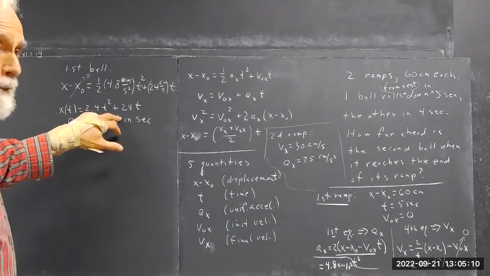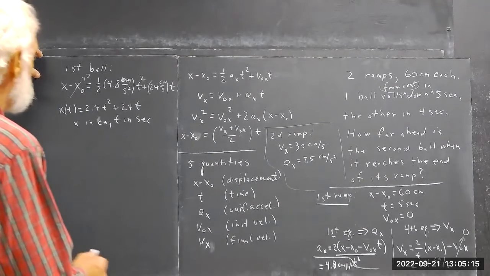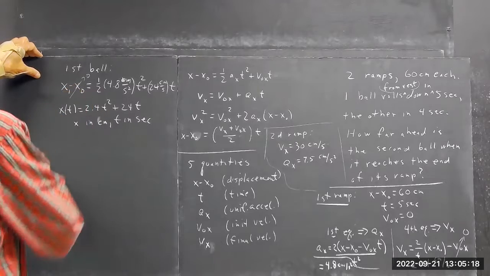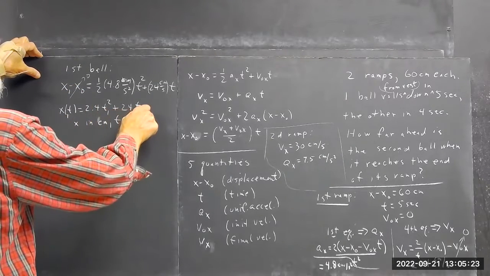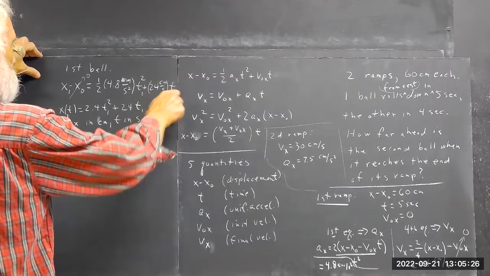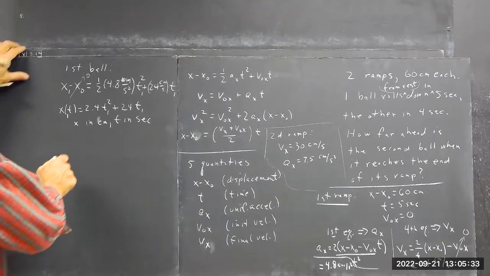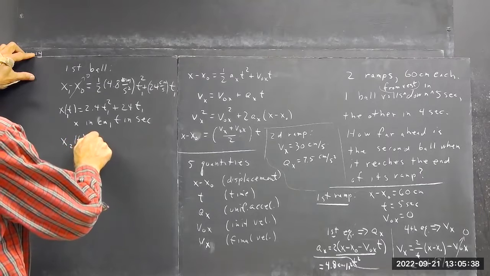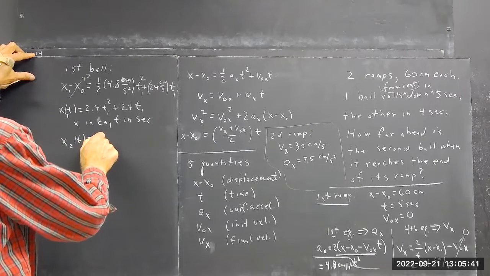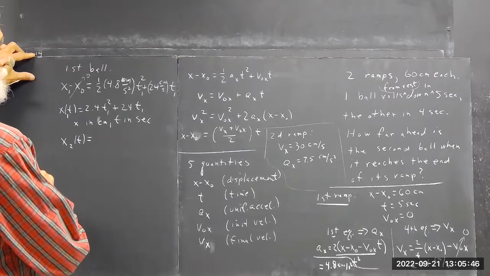So we have now a function. Now, since it's first ball, we're going to put subscripts on these. Got X1 and T1. Then it's 3.375.